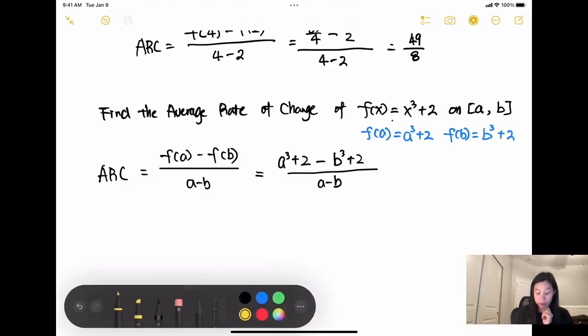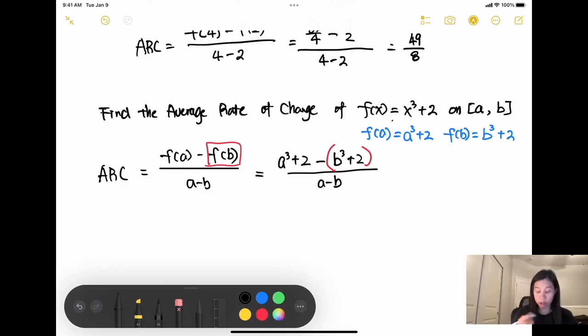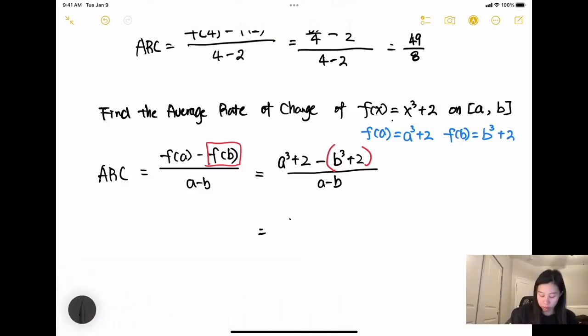Well, there's a big catch in here. It's very important: you subtract the whole function f of b, which is b cubed plus 2. So that means you need to put the parentheses. Why is that? Because you have a negative sign. If you forgot to put the parentheses, you'll forget to change the sign of the 2. So here should be a cubed plus 2 minus b cubed minus 2 over a minus b.